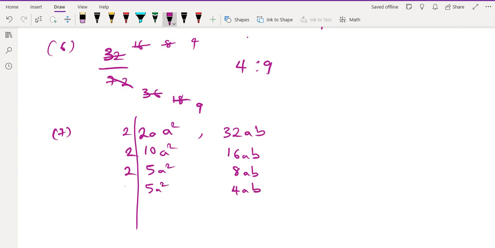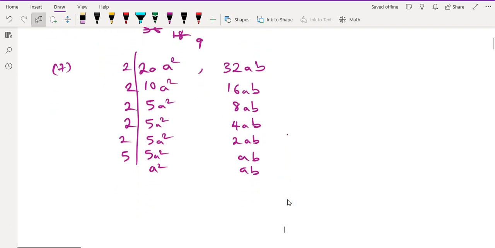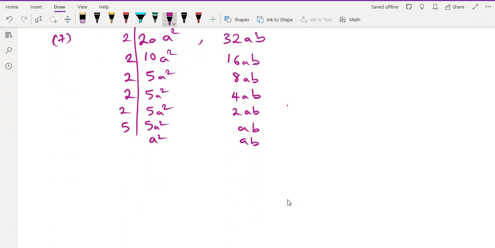If you are not talking, you are wrong. Tango. 5A squared. 2AB. Two tango. 5A squared. AB. Five tango. A squared. AB. So we are done with the numbers, right? A and B. So let us go to the variables.